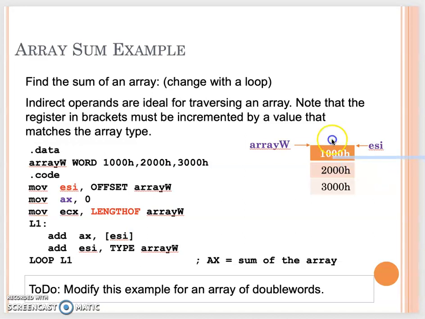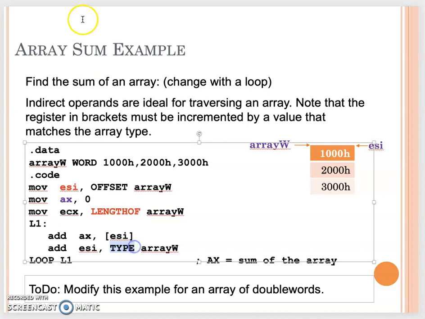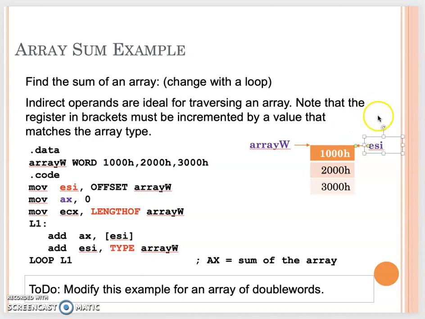So that's why now your ESI needs to increment according to the size of each element. So your ESI will use the type operator, the type operator associated with your array W. Then they will add 2 to your ESI. So that's why, before the loop goes, okay, ESI actually is here.